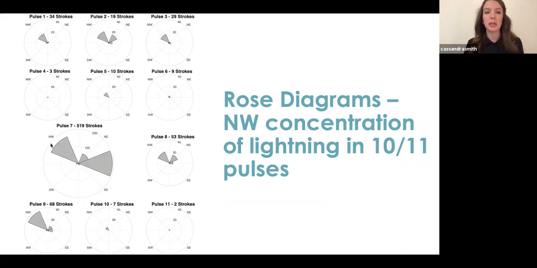So what we can see here, all 11 diagrams, with the exception of pulse 7, have the same scale. So we can see not only the direction of the lightning concentration, but which pulses had more lightning overall as well. And we see that all 10 pulses, except for pulse 7, the lightning has a peak concentration in that northwest corner. So again, we're seeing this majority of lightning occurring to the northwest, even though the plume seen in satellite imagery is traveling predominantly east.